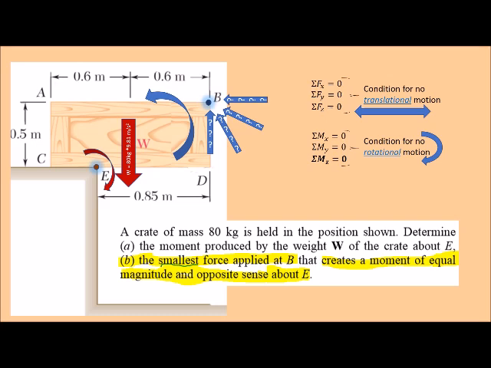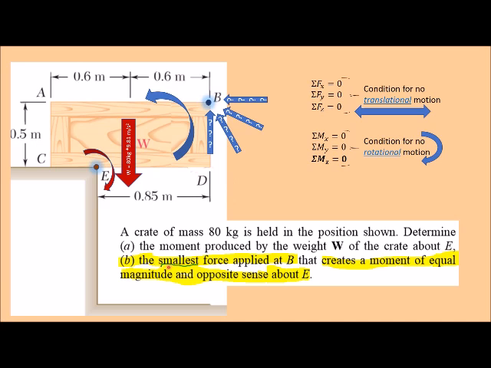Part B. So we want to be able to find the smallest force applied at B, all of this stuff in blue up here, that will create a moment of equal magnitude and opposite sense around E. So it's team red versus team blue, team clockwise versus team counterclockwise.